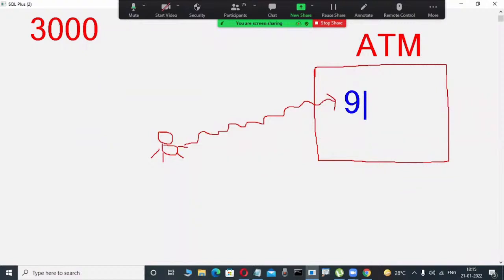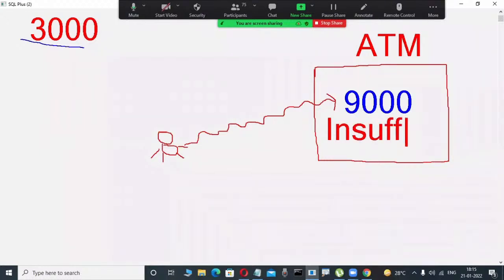For example, whenever I try to withdraw 9,000 rupees, now as I try to withdraw 9,000 rupees, will I get 9,000 rupees? No. Here my balance is 3,000, but how can I get it? Okay, so 9,000 rupees is impossible. In this case, it will give a message. You are observing on your ATM machines, yes, maybe some message will be displayed, suppose "insufficient funds" or something like that.